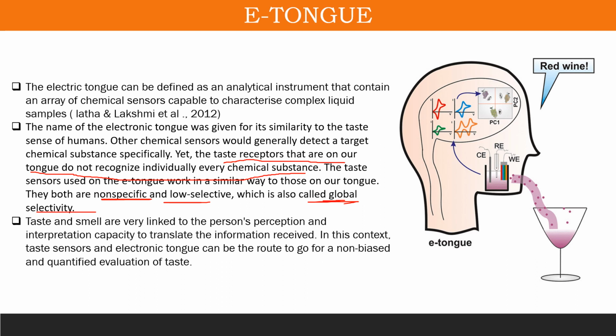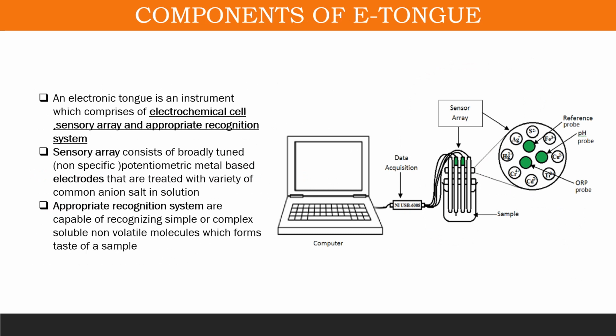Taste and smell are very linked to the person's perception and interpretation capacity to translate the information received. In this context, taste sensors and the electronic tongue can be the route to go for a non-biased and quantified evaluation of taste. So, what are the components of e-tongue? An electronic tongue is an instrument which comprises electrochemical cells, that is, a sensor array that senses the various chemicals, and an appropriate recognition system which recognizes the detected sample with the reference probes.